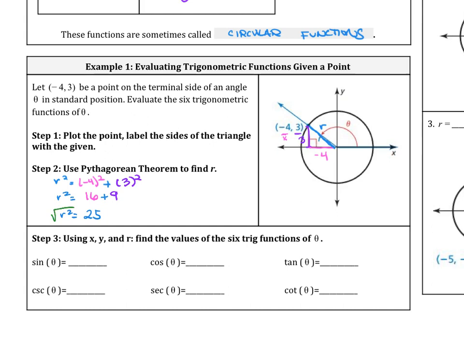Now we need to square root both sides. So therefore, radius equals 5. Notice that it's always positive because that is the distance. We don't need it to be negative, so it'll just be positive here. So r is 5. So here, remember that x is negative 4, y is 3, and r is 5. So let me just write that real quick. X equals negative 4, y equals 3, and r equals 5.